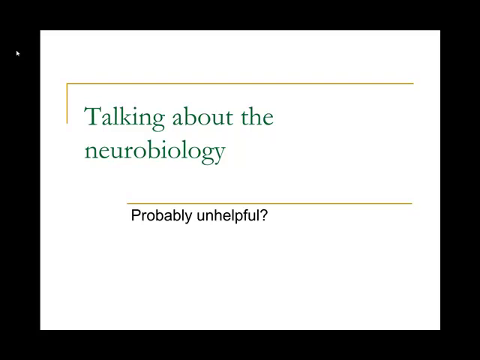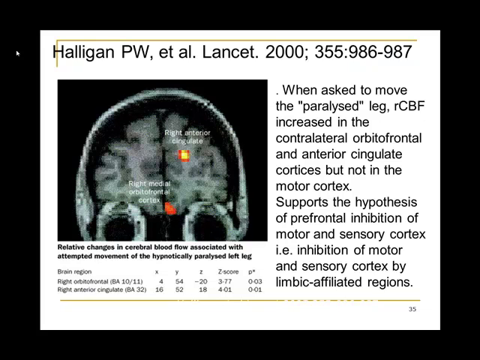One can talk to patients about the neurobiology. It's unclear if this is helpful. I would think it's perhaps not as helpful as a positive anticipation of recovery and starting active rehabilitation. But there is a neurobiology. This is just from a Lancet paper, quite old paper now, but just showing that when someone with a conversion disorder, a paralyzed leg, was asked to move their leg, there was increase in blood flow in the orbitofrontal and anterior cingulate cortices, but not in the motor cortex, supporting the hypothesis of a prefrontal inhibition of motor and sensory cortex by limbic affected areas.